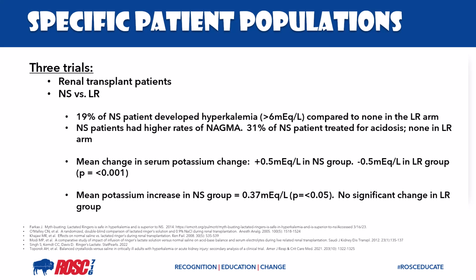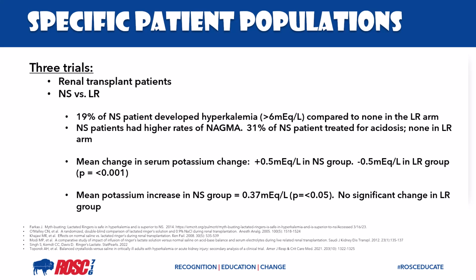19% of normal saline patients developed hyperkalemia in one of the papers, defined by a potassium level greater than 6. This was compared to none in the LR arm. Normal saline patients had a higher rate of non-anion-gap metabolic acidosis, which we're cognizant of, and 31% of the normal saline patients were treated for acidosis, where none in the LR arm required that intervention.